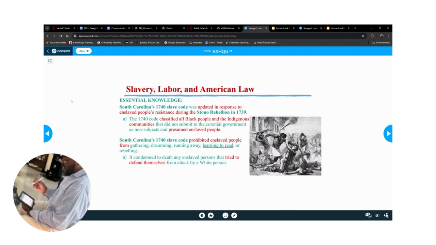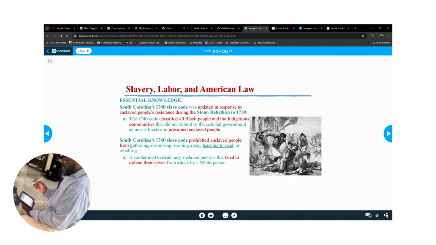Malik, can you read A for us, please? The 1740 Code classified all Black people and the indigenous communities that did not submit to the colonial government as non-subjects and presumed enslaved people. Okay, Kiki, can you read the next paragraph? South Carolina's 1740 slave code prohibited enslaved people from gathering, drilling, running away, learning to read, or rebelling. It condemned to death any enslaved person that tried to defend themselves from attack by a white person.